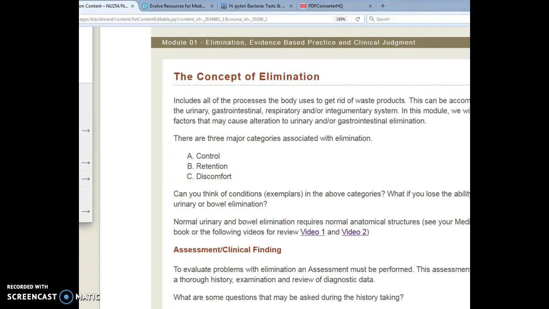In regards to the anatomy of the urinary and GI system, you have two videos here that you can go ahead and click on at your leisure, just so you can get a refresher on what the systems look like and why things might make a little bit more sense when you see that the ureters don't have any space for stones and whatnot. So please take time to do that.